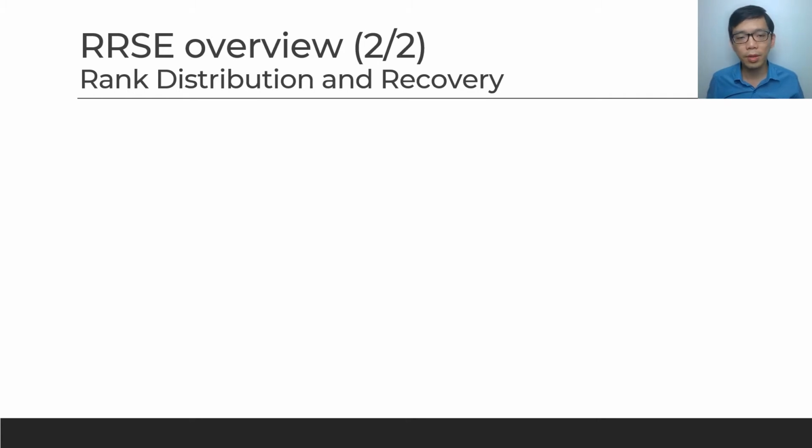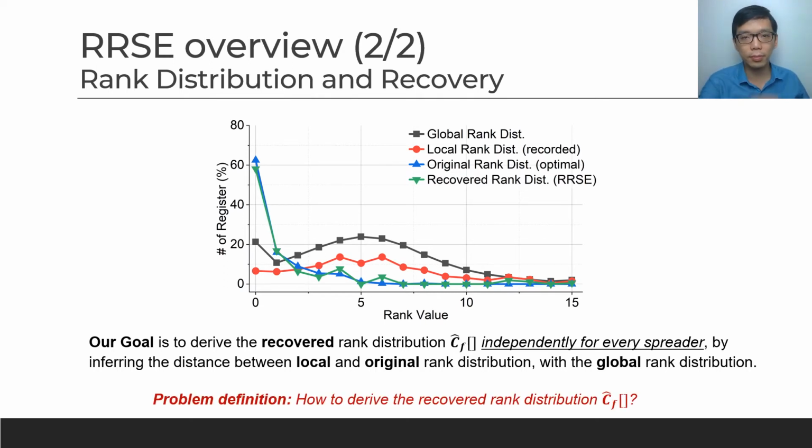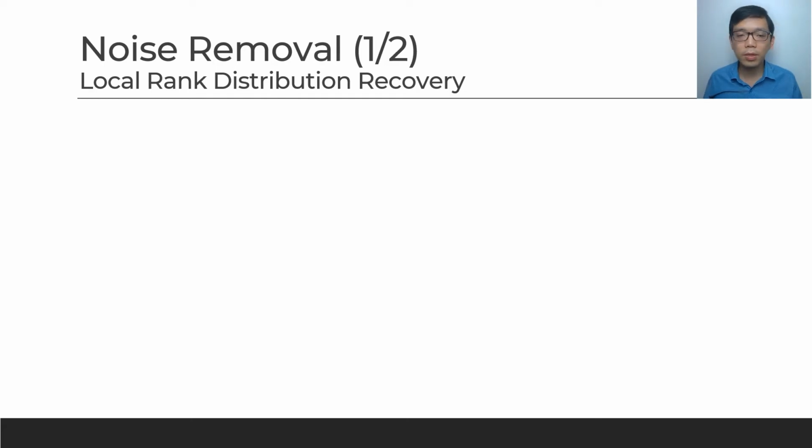Simply put, our goal is to deliver the recovered ranks independently for every spreader by inferring the distance between the local and the original rank distribution with the local rank distribution. So the question here is how to do it. The most important part is how we can calculate the noise. To do this, we have to understand how the noise happens.